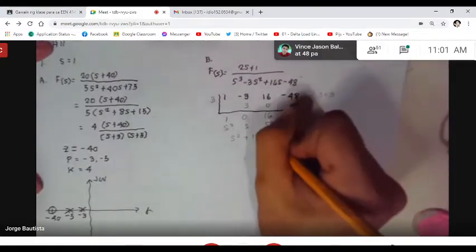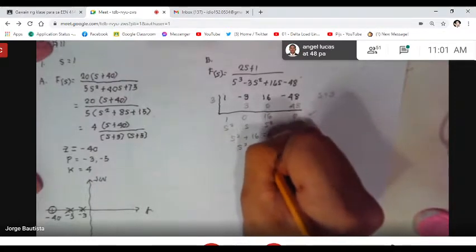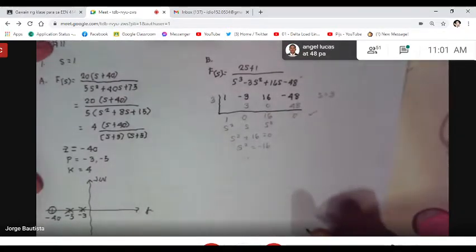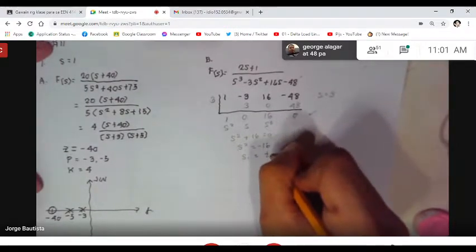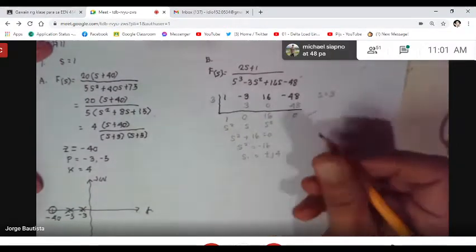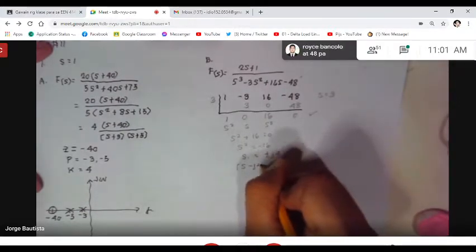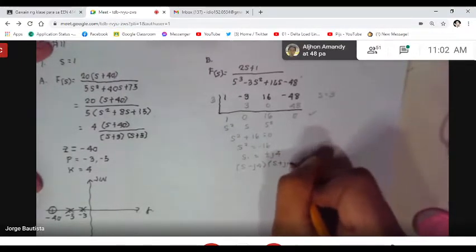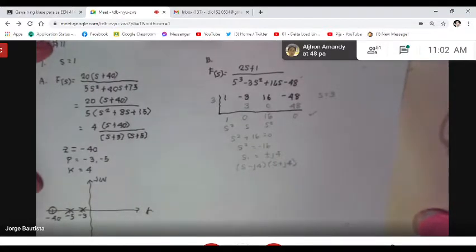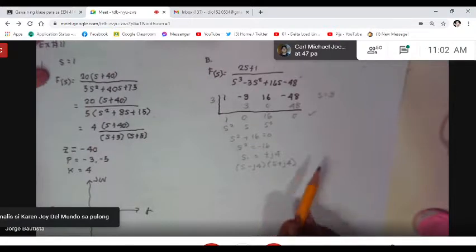Kasi is equal to 0 eh. So s squared is equal to negative 16. So therefore, that is s is positive negative j4. So therefore, ang root niyan ay s minus j4 at saka s plus j4. Diba? So substitute mo doon sa f of s.